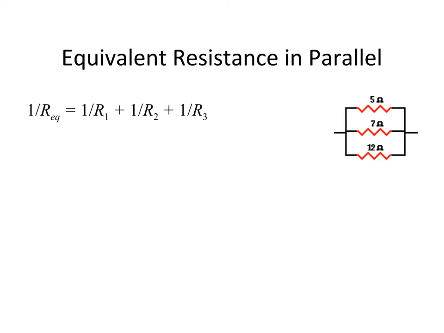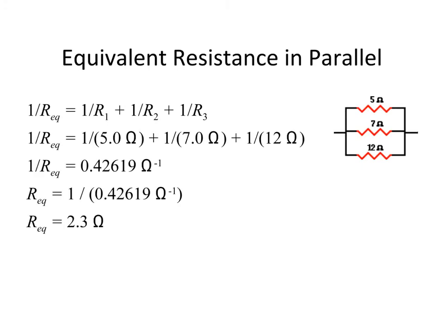Let's try this one. Here we have 3 different resistances: 5 ohms, 7 ohms, and 12 ohms. We'll try it again. 1 over 5 plus 1 over 7 plus 1 over 12. And we get 0.42619 ohms to the minus 1. Don't forget, we have to take the reciprocal of that now as our final step. So 1 divided by 0.42619 ohms to the minus 1, and we get an equivalent resistance of 2.3 ohms.